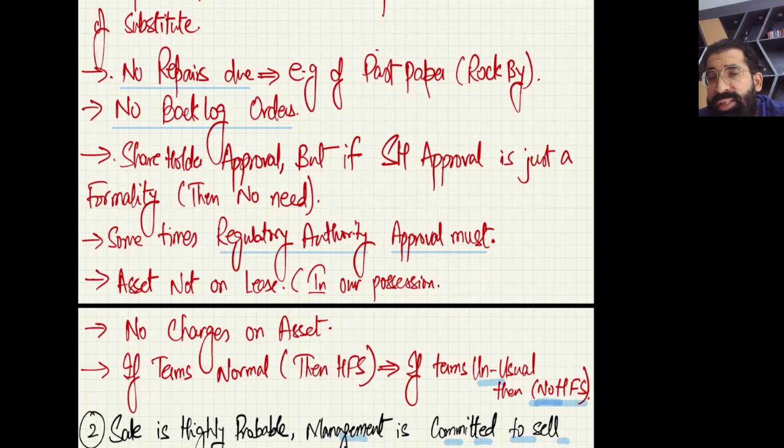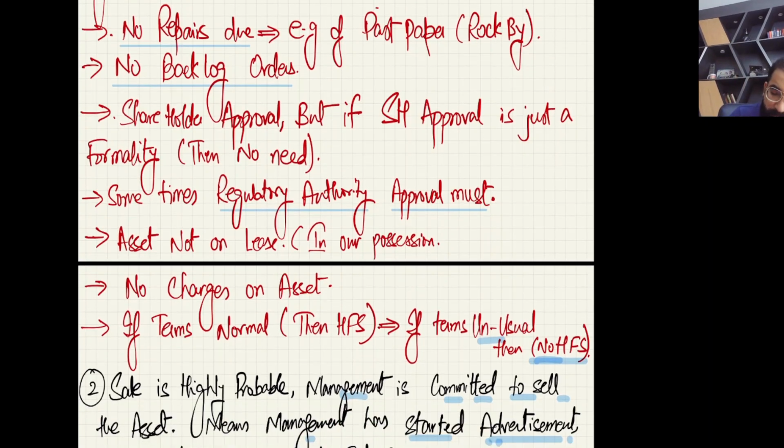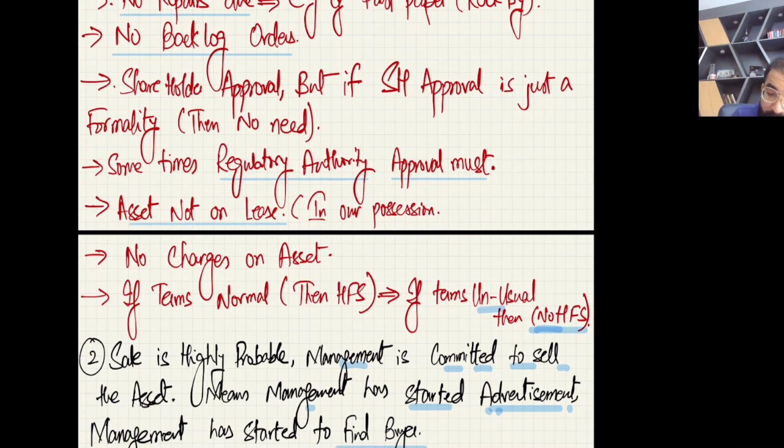So until and unless you get the regulatory authority approval, it is not held for sale. Okay. Then assets not on lease, it must be with you. For example, you have given the asset on lease to somebody, so it's not in your control right now, it's not in your possession right now, so it's not held for sale. Okay, it must be with you.